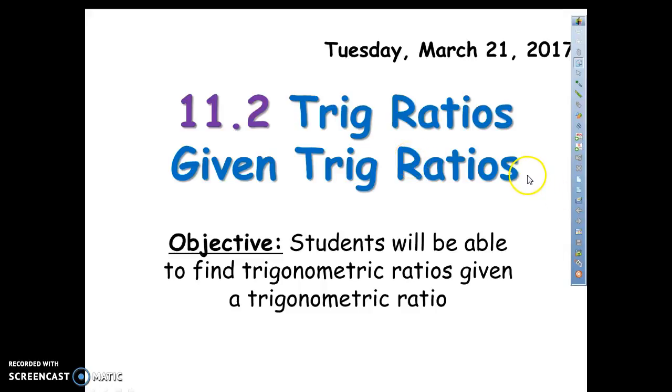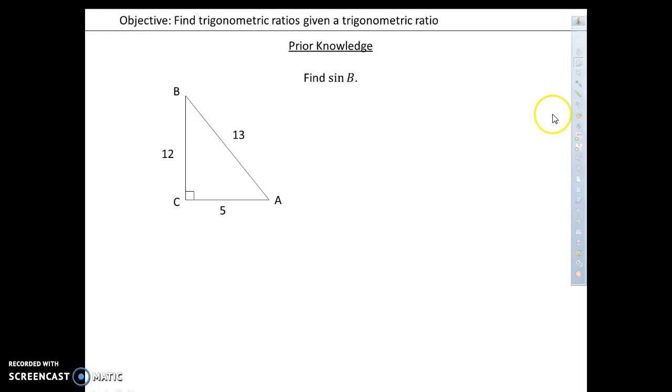Greetings, my students. Today we are going to do trig ratios, and this is again in review for your SBAC testing. Today we are going to generate trig ratios given a trig ratio. So that is our objective, to find the trigonometric ratios given a trig ratio.